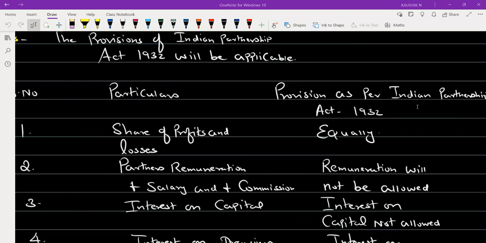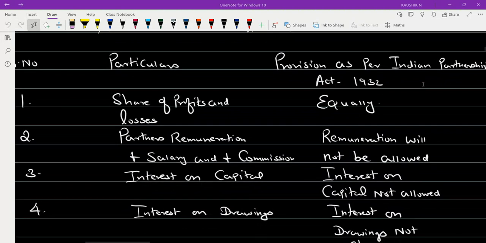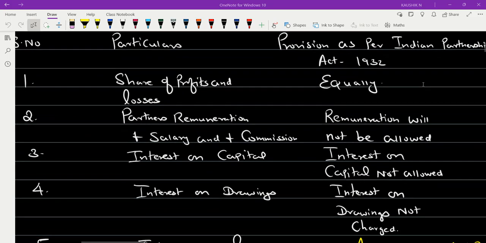When you don't have a partnership deed regarding your share of profits or losses, or you have a partnership deed but nothing is mentioned regarding the share of profits and losses, then it should be done equally. And then partners' remuneration. Suppose we have not mentioned anything about the partner's remuneration, whether salary or commission, or partnership deed is there, but regarding this concept we have not spoken anything, then the partners will not be allowed any remuneration. And then comes the interest on capital.